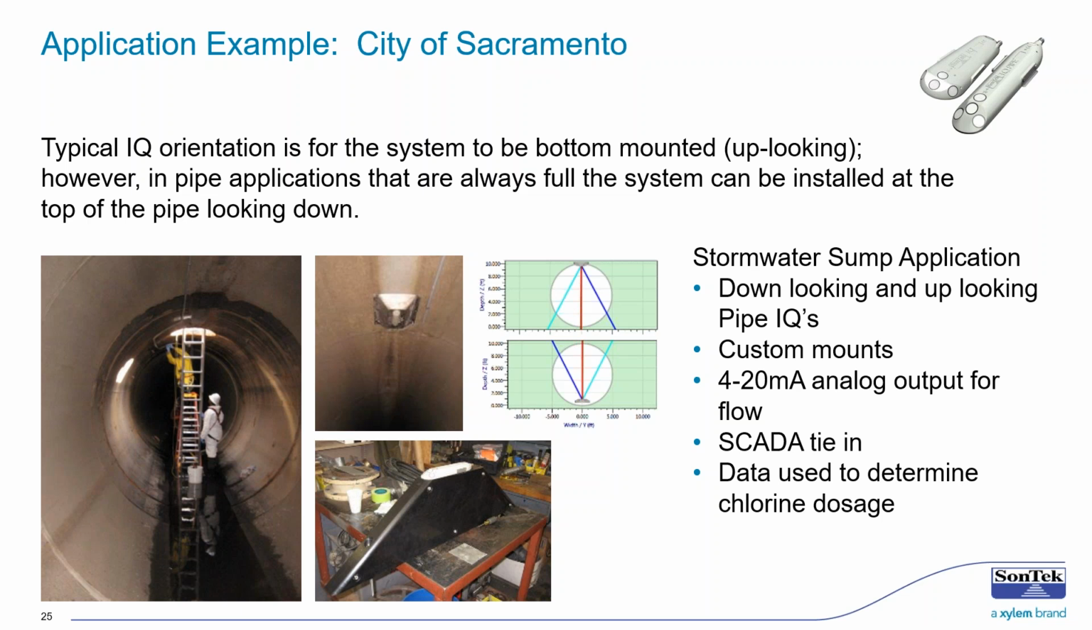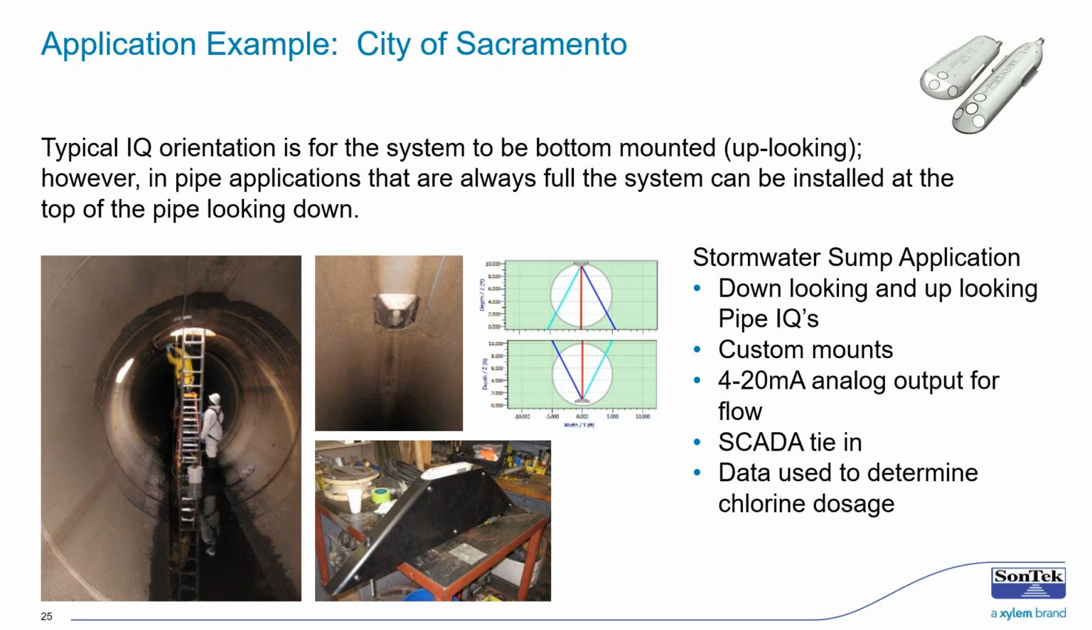At the end of the day, what they ended up doing was installing these instruments, using 4 to 20 milliamp outputs from the instruments to tie back into SCADA, and they were able to view flow conditions in real time to make sure that they were dosing this stormwater with chlorine properly, which was part of their requirement at that site.